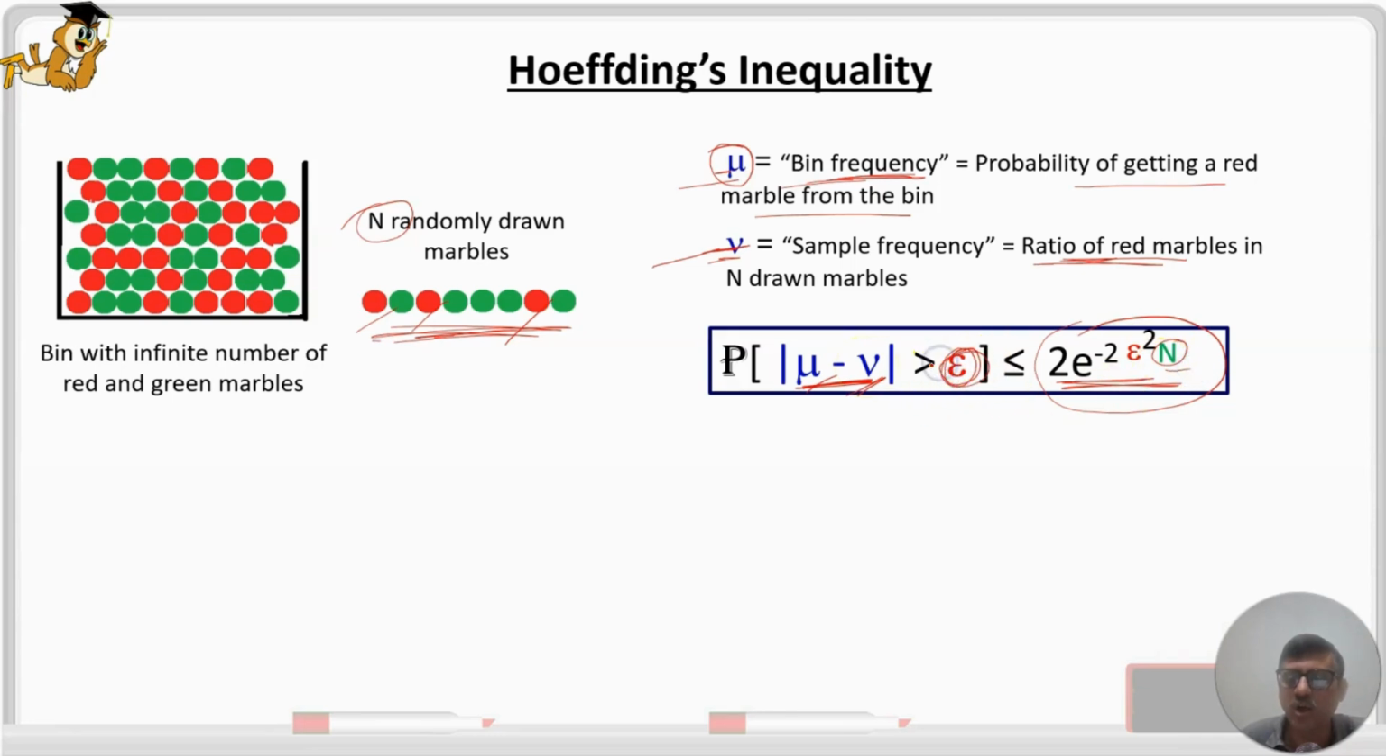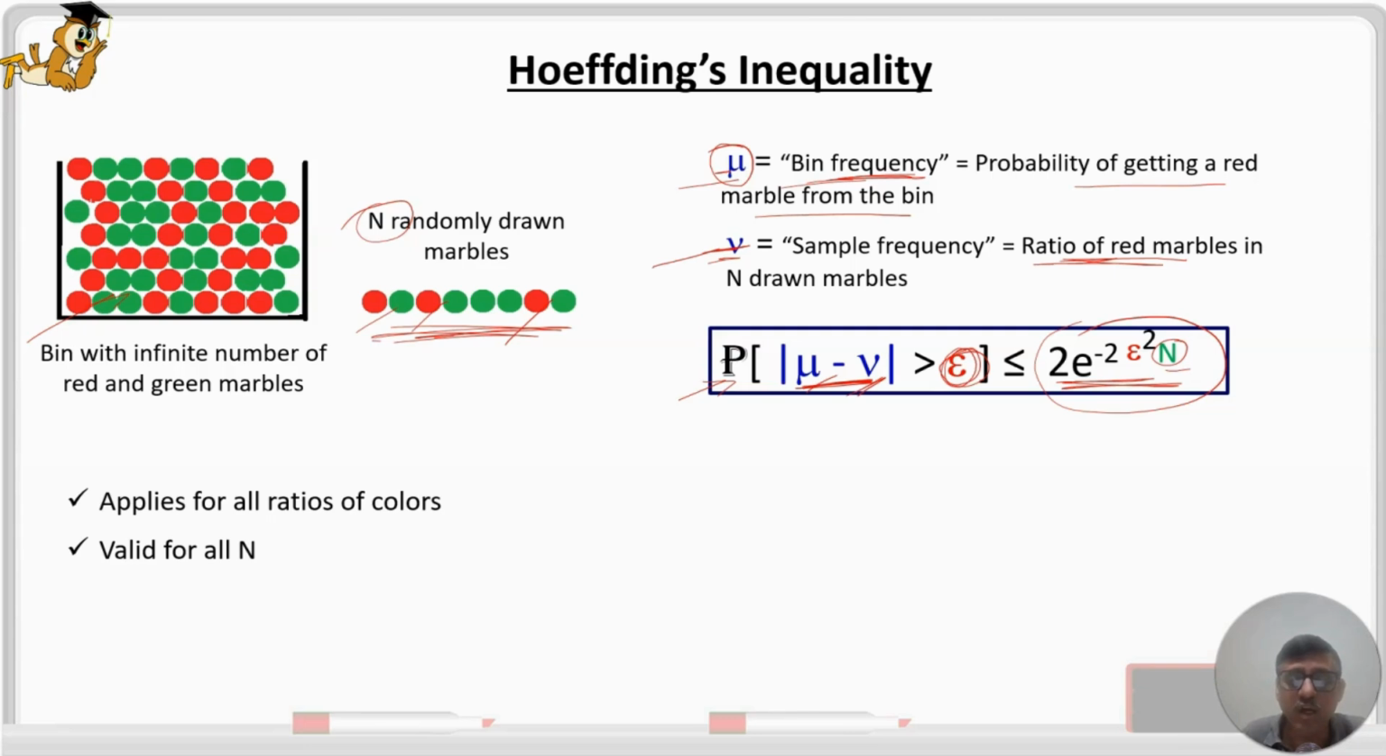Epsilon is under your control, so you can define epsilon. This is Hoeffding's inequality. What can you say about this inequality? Firstly, it applies for all ratios of colors. So this inequality is independent of how many red and green marbles are there in this bin. It applies for all bins that have any ratio of green and red marbles.